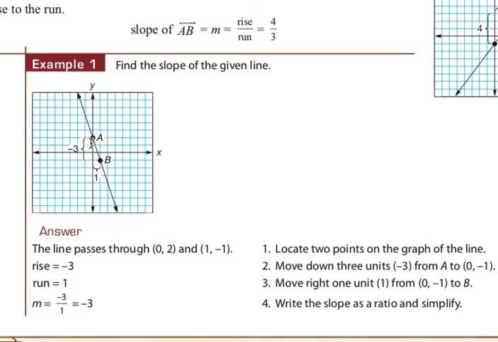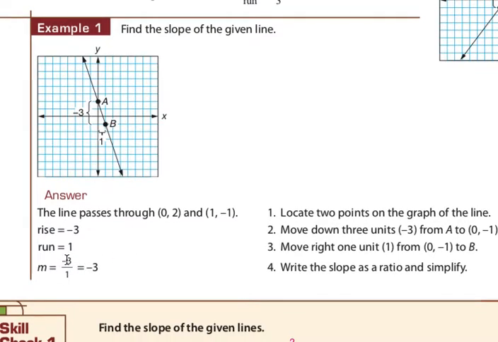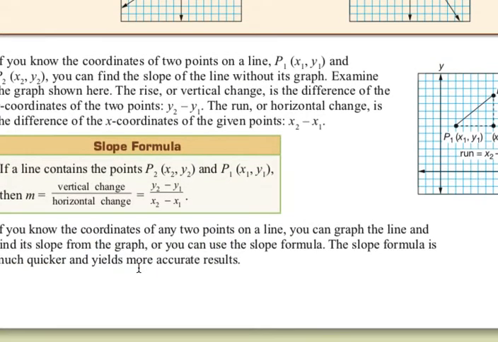And then my run is the difference in their x values. The difference in y values was 3. The difference in the x value is 1. So your fraction is going to look like -3 over 1. You can simplify that, and it is -3. So that is the slope of this line.